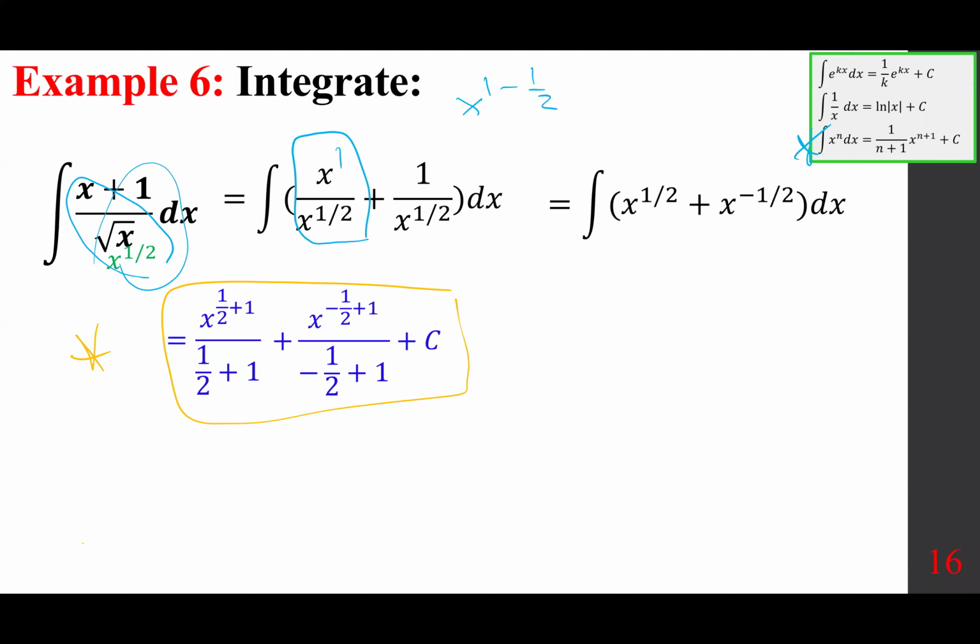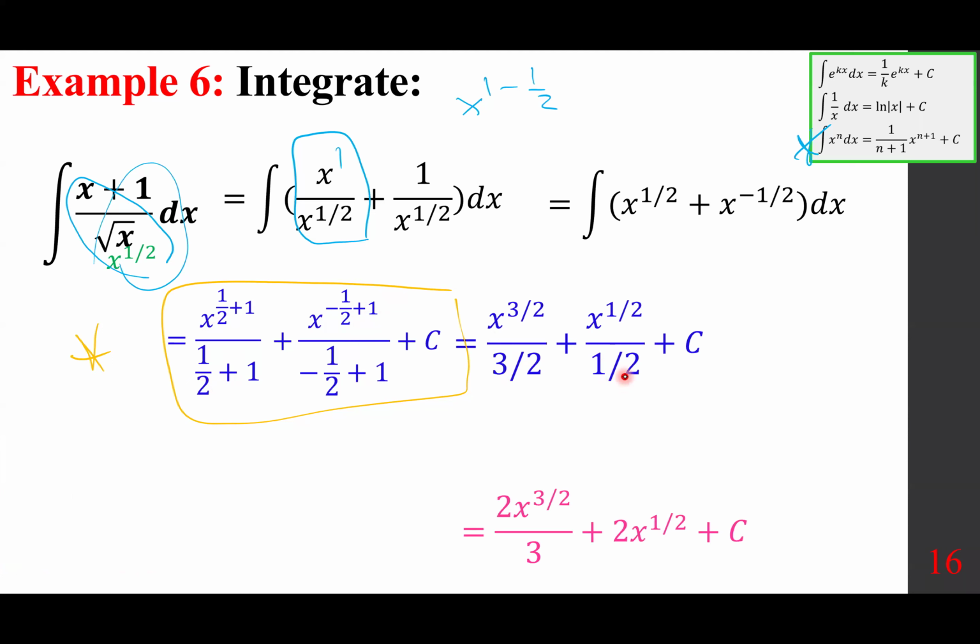So 1/2 and 1 is 3 halves. So x to the power of 3 halves over 3 halves. Negative 1 and negative 1/2 and 1 is positive 1/2. So let's replace it. Now this one, 1 over 3 halves gives you 2/3. 1 over 1/2 gives you 2. So we have, see, we change this to x to the power of 1/2 because we split it into two pieces, to get it ready for this one.